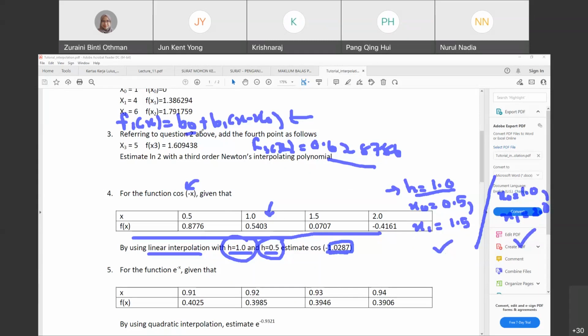Then you have to find B0 and B1. And to find H, it is the same with 0.5. Okay, we know that if H is 0.5, for the interval, what X0 can we get? We know that 1.0287 is between 1.0 and 1.5, right? So here the only point that you can use is X0 equals 1.0 and X1 equals 1.5.